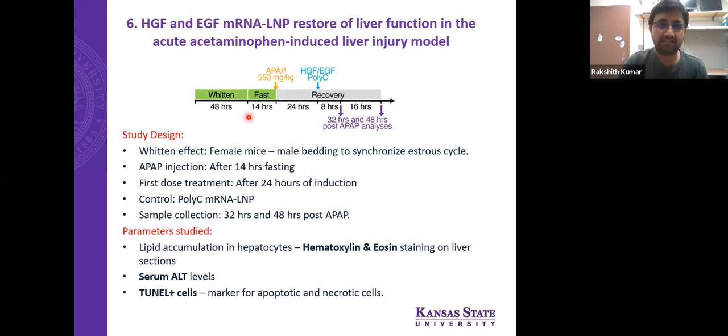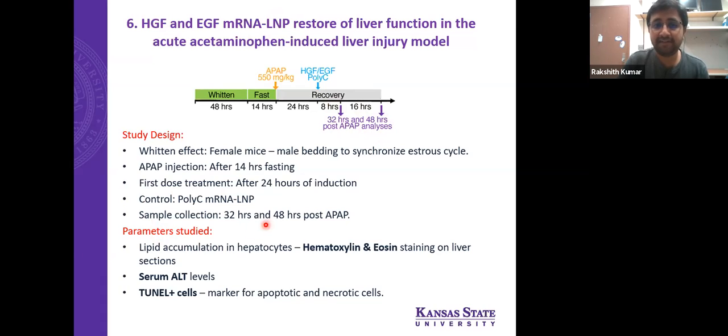And after synchronizing, they fasted the mice for 14 hours to get consistency in the liver injury model. And then after fasting for 14 hours, they injected a 550 mg per kg dose of APAP, that is acetaminophen. And after 24 hours, they injected the mRNA encoding HGF and EGF, and also the poly C mRNA, and then they collected the samples after 8 hours, meaning at 32 hours post APAP induction, and also at 48 hours post APAP induction, with 2 time points to know the efficiency of this mRNA.